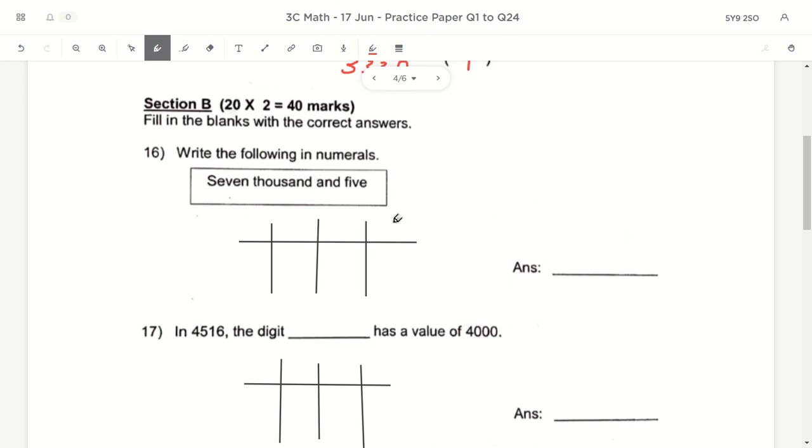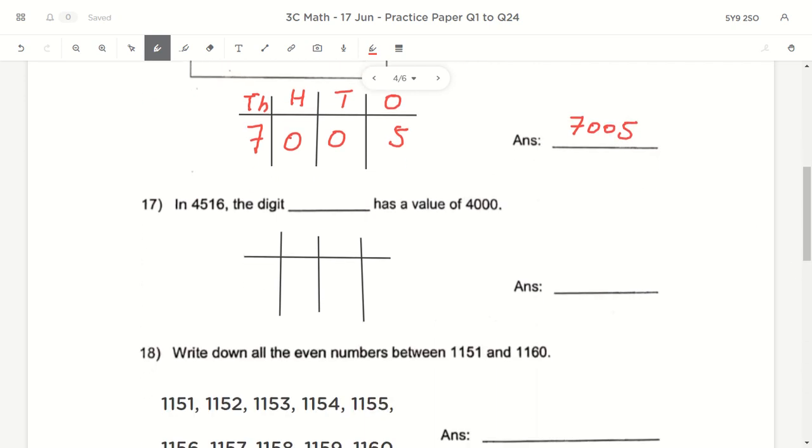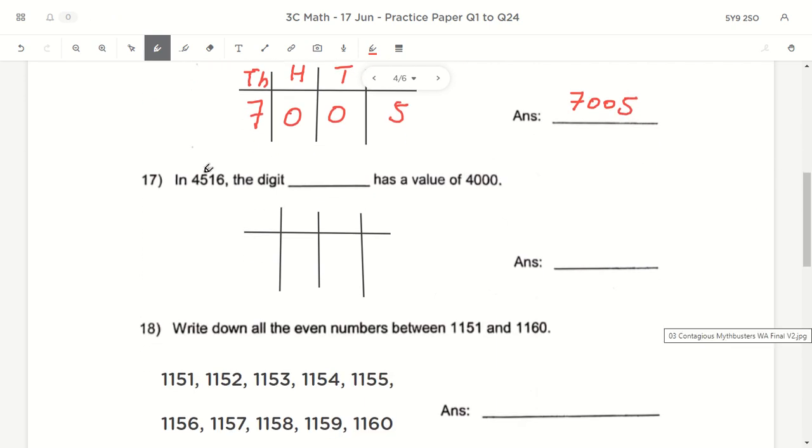7,005. Use the place value chart to help you. Ones, tens, hundreds, thousands. 7,000, and 5. What do you put over here? Put a 0. So 7,005. Simple.